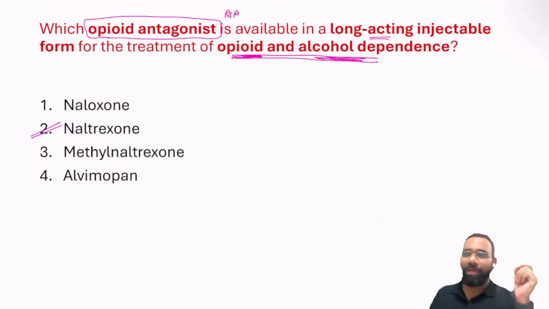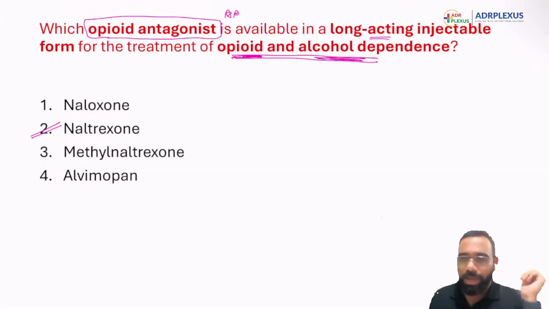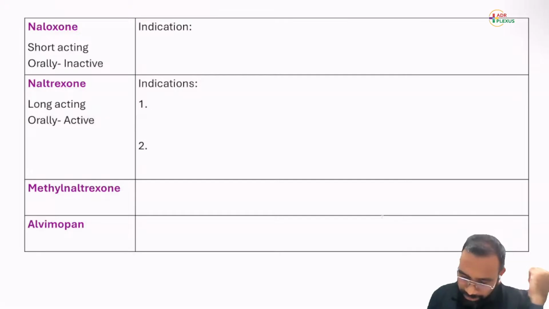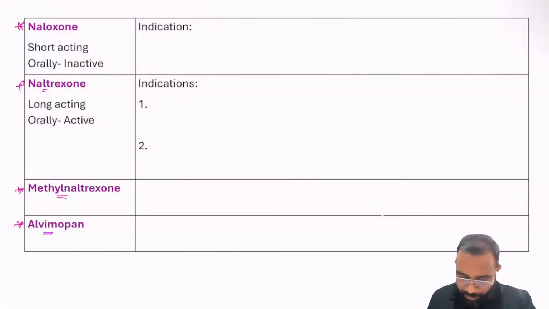INI, opioids, anti-epileptics, antipsychotics. These three topics are the utmost favorite of the INI exam paper setters. Now let's see. These are all the opioid antagonists: naloxone, naltrexone, methyl naltrexone, and alvimopan. Each and everything is asked in the exam. Naloxone is short acting and orally inactive. That is the reason why we give it IV. The indication is opioid poisoning. Naloxone, opioid poisoning, antidote. That we have already done.